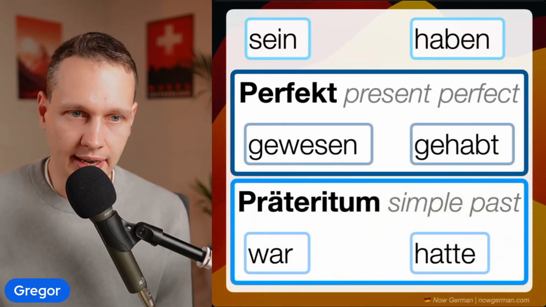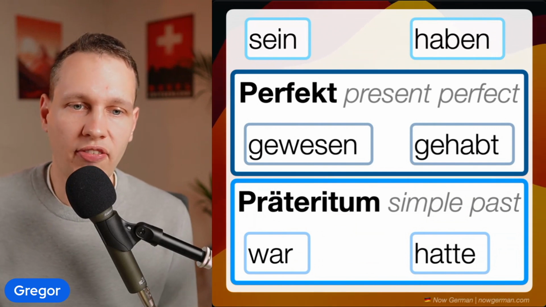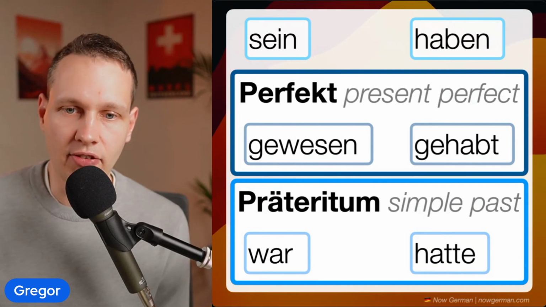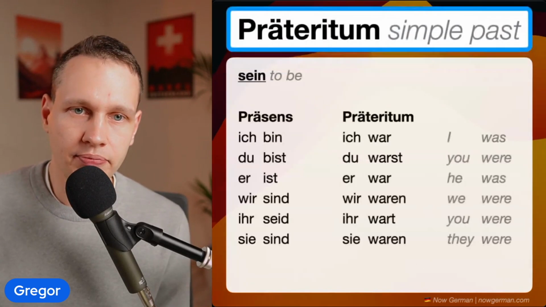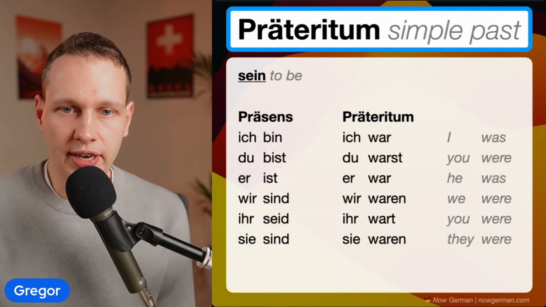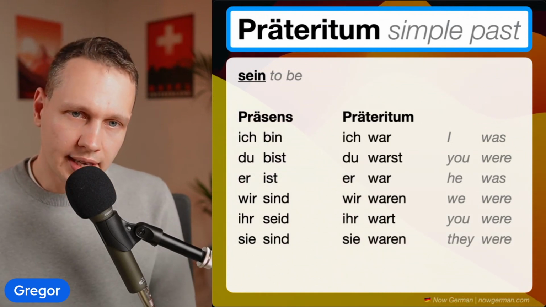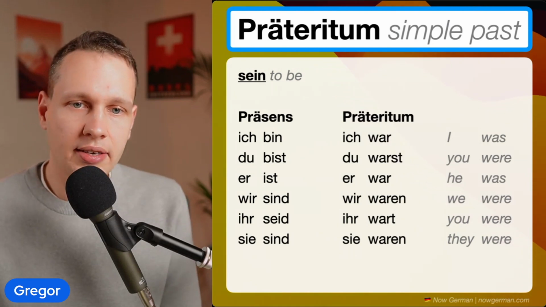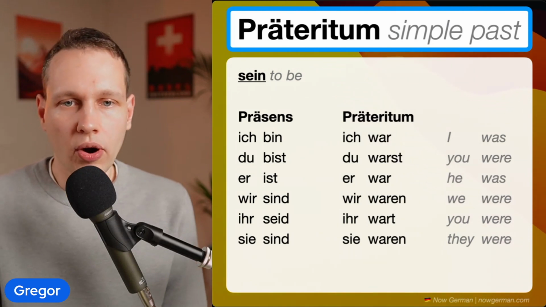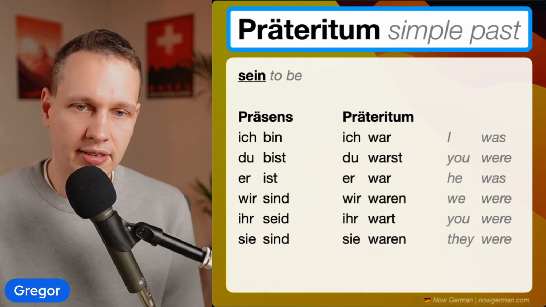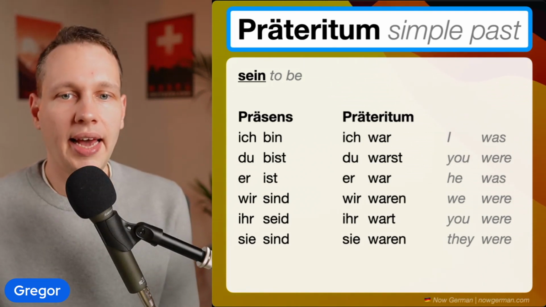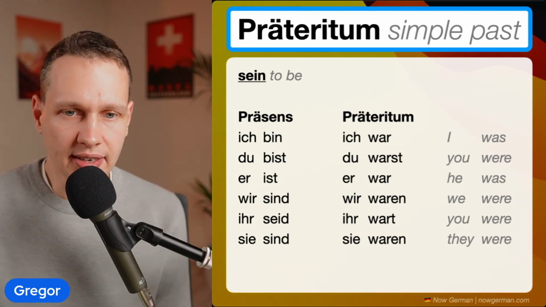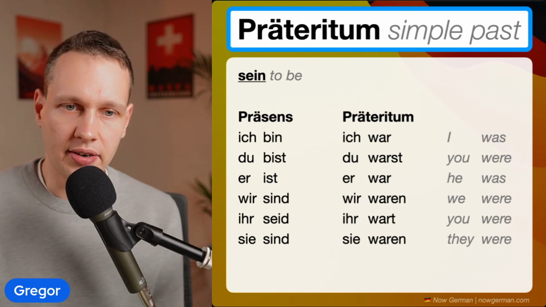This is the simple past in English, and you only need to know it for the verbs sein and haben for the A1 level. And the simple past is actually a conjugated form. So, for example, I was in German is ich war, and then you were is du warst, and it continues with war, wir waren, ihr wart, sie waren.